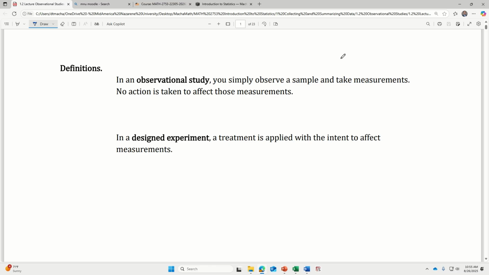In contrast to this, a designed experiment is one where we are still going to take measurements, but we're also going to apply some kind of treatment. We're going to intentionally change what the measurements will be at the end. That's what the distinction is between a study and an experiment.